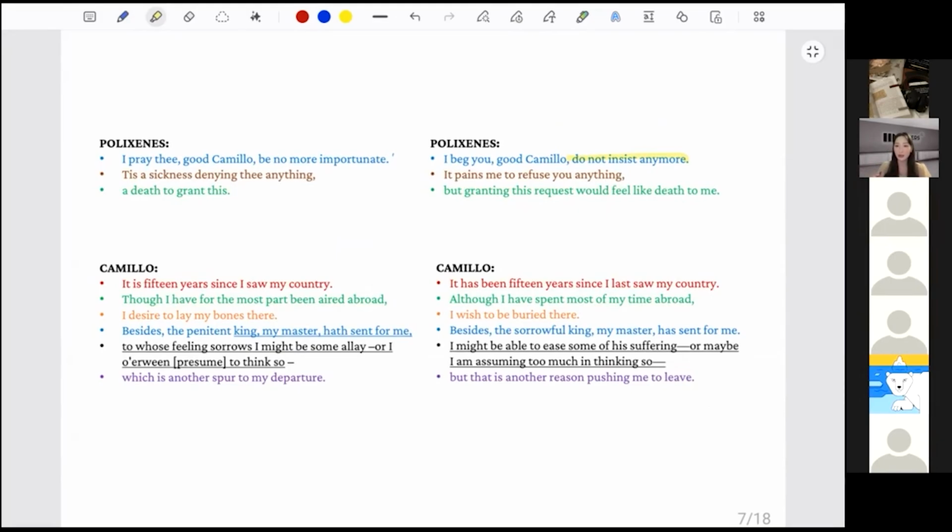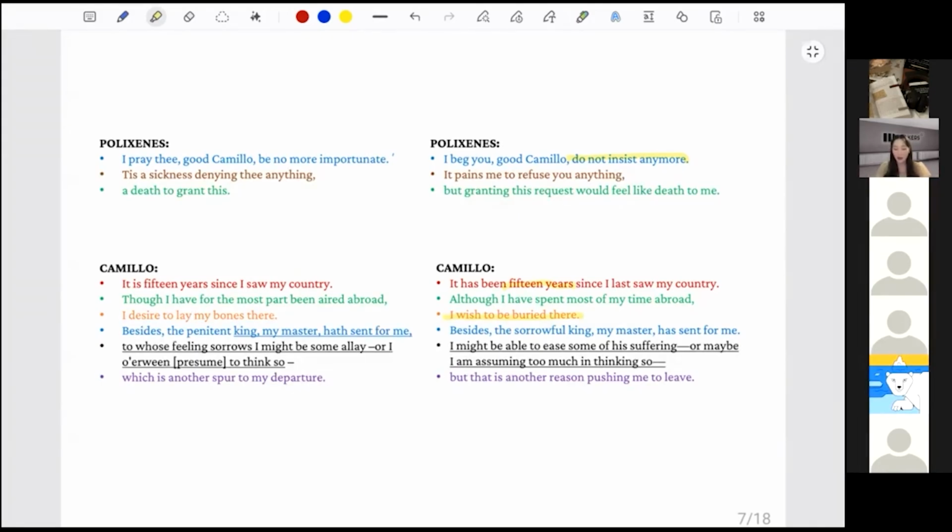So if a king and a servant have such a good relationship, why would Camillo want to leave? We can find that in Camillo's response. He says, it has been 15 years since I last saw my country. Although he has been spending a lot of his time away from his home country, I desire to lay my bones there. He wants to be buried there. So what this part tells us is that Camillo must be pretty old. A very young gentleman wouldn't have a desire to lay their bones there. So Camillo must be a very, very old servant.